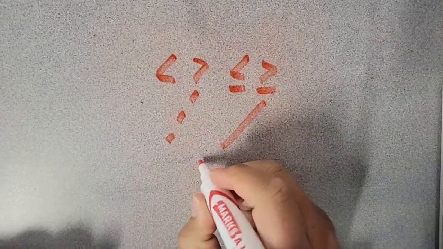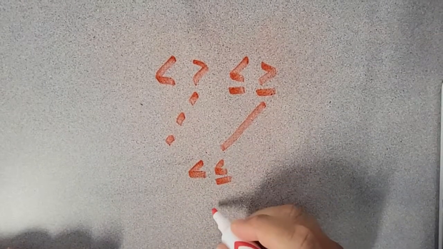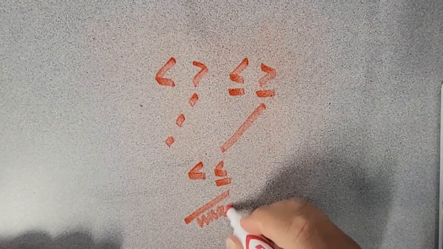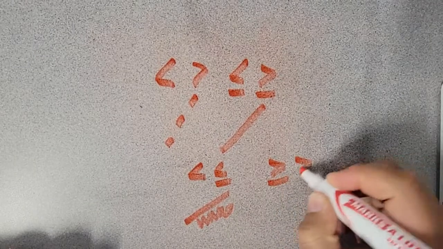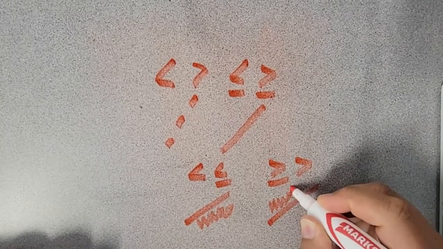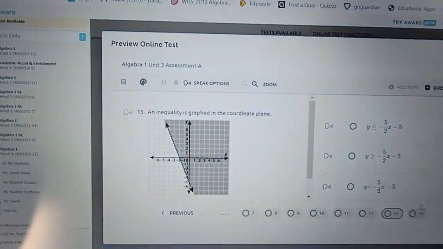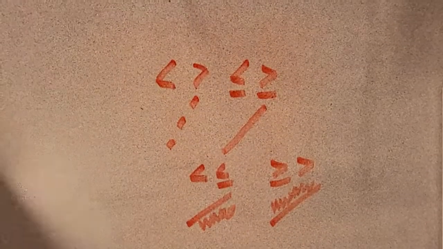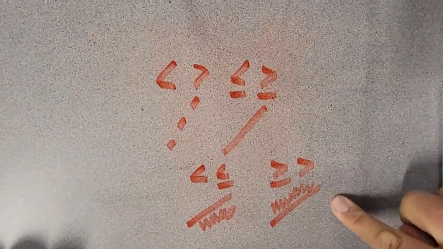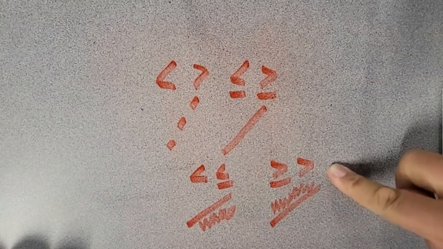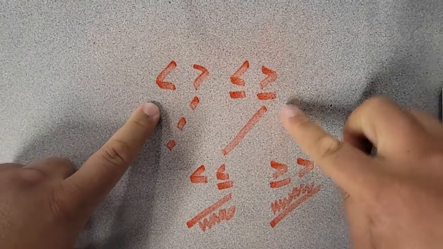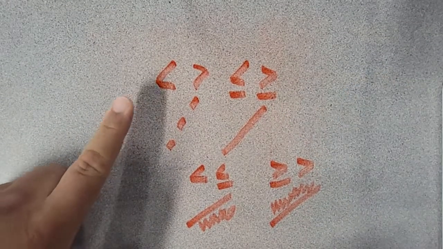Now we have to talk about the shading. So if it's less than or equal to, it shades on the bottom part. If it's greater than or equal to or greater than, it shades on the top part. So I know just by looking at my graph, everyone look at your graph, right? This is coming from the top. It's shading on the top. So I know it has to be one of these symbols because it shades on the top. And then, is it a dashed line or a regular line? All right, let's look at the graph.